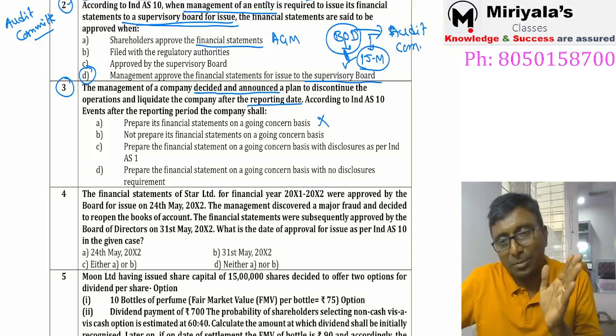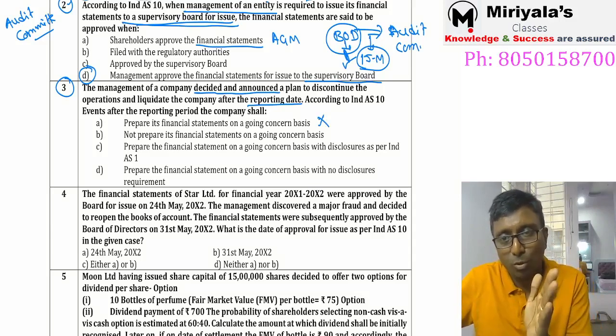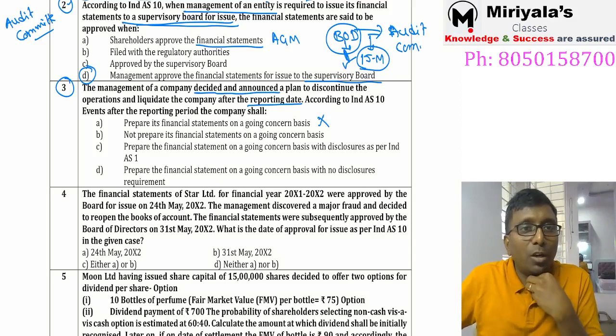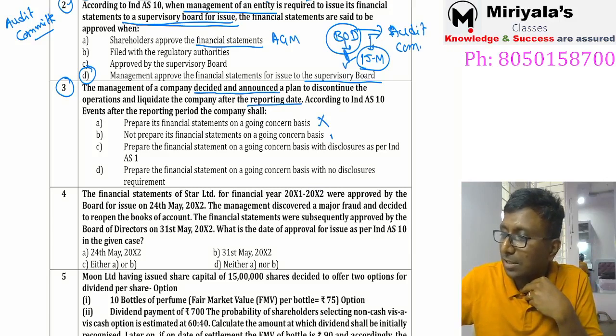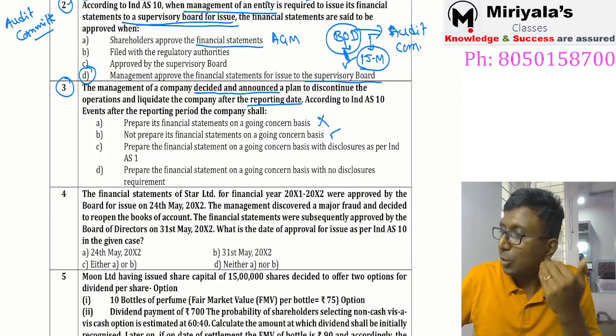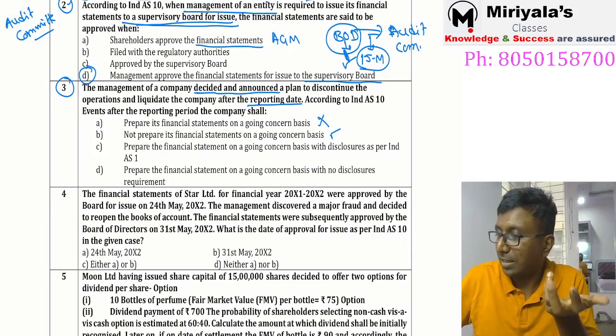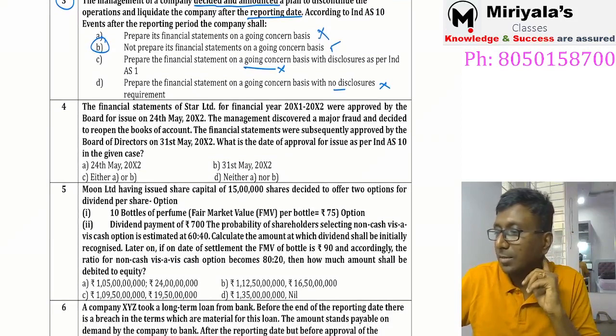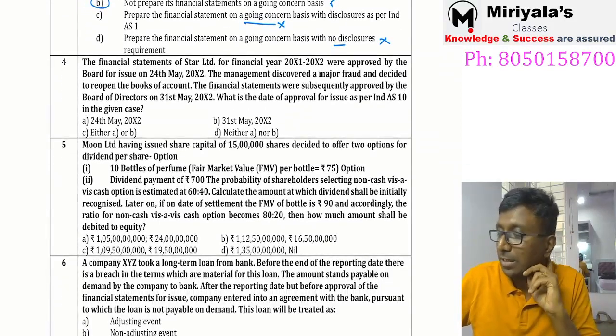Now we know, before signing the financial statements, that there is no going concern assumption. Then you are not supposed to prepare them on going concern assumption. That means no going concern assumption is here. Next, prepare the financial statements on going concern basis with disclosures. Now, as per Ind AS 1, you are saying prepare on going concern, so obviously it is not correct. Prepare the financial statements on going concern with no disclosure, obviously not correct. As you people rightly said, B is the right answer. I think everybody has done this perfectly.